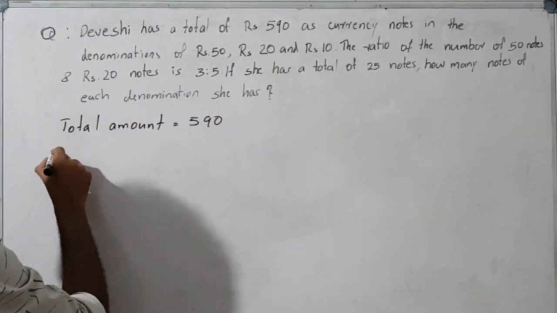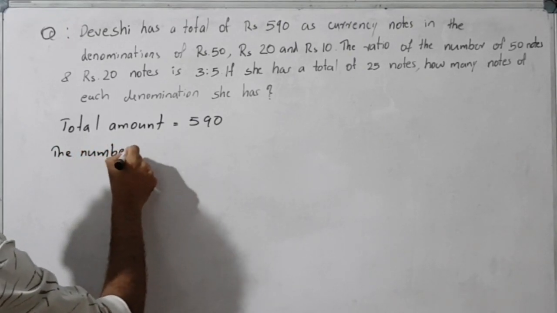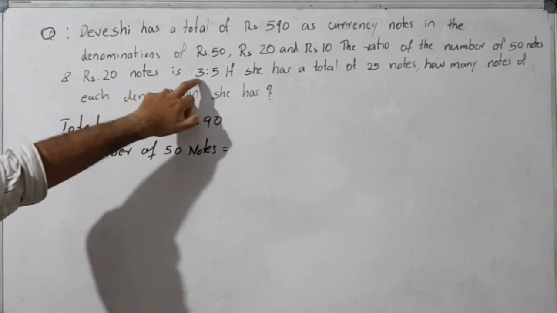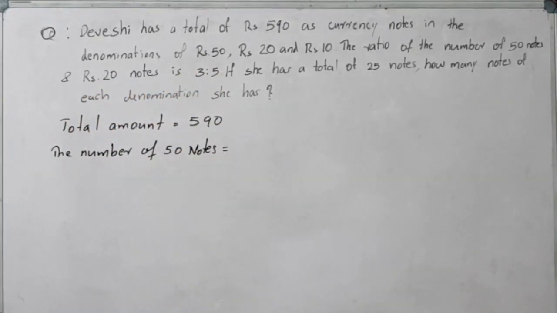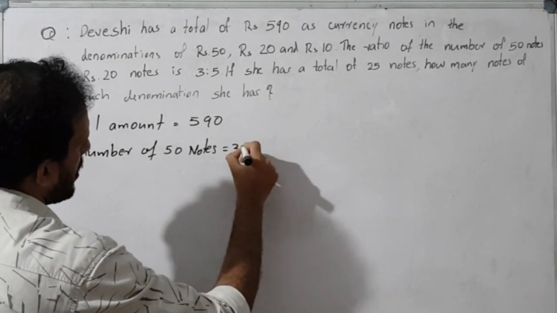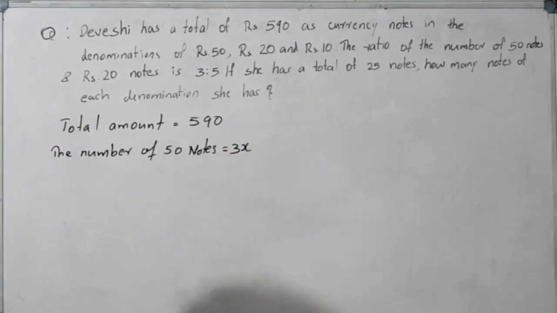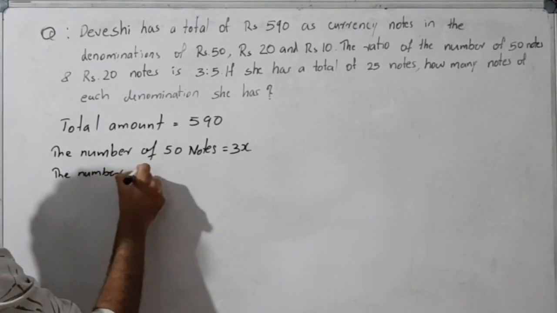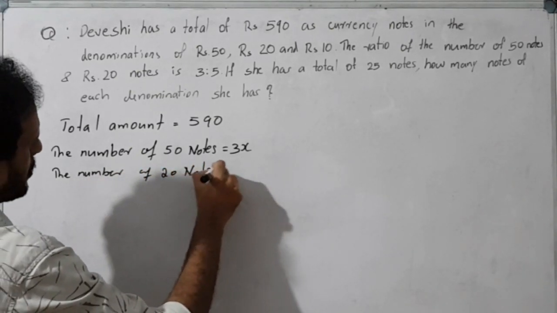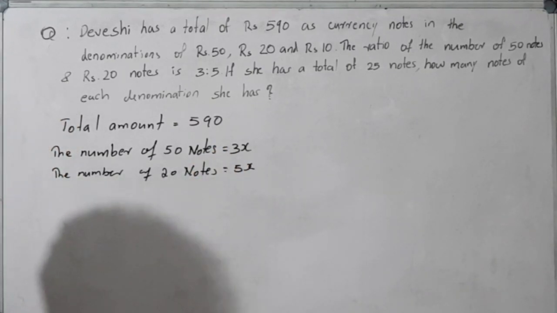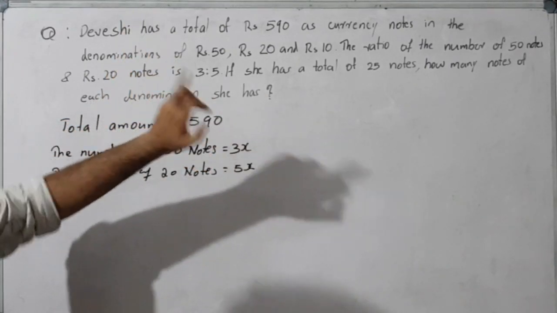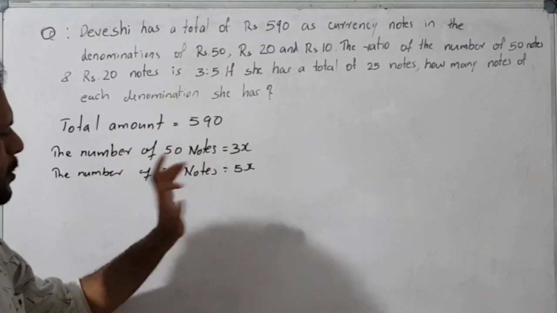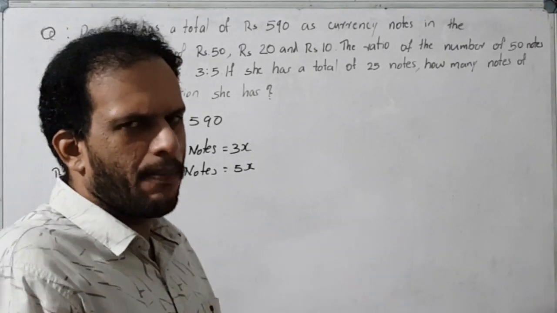First we take the number of 50 notes. The number of 50 notes and 20 notes are in the ratio 3:5. So 3 is denoting the number of 50 notes. Correct? Then we multiply that 3 with one variable, 3x. The number of 50 notes is equal to 3x. The number of 20 notes is equal to 5x. Correct? The ratio is 3:5, so the number of 50 notes is 3x and the number of 20 notes is 5x. We already learned in the last class how to take the numbers when the ratio is given.